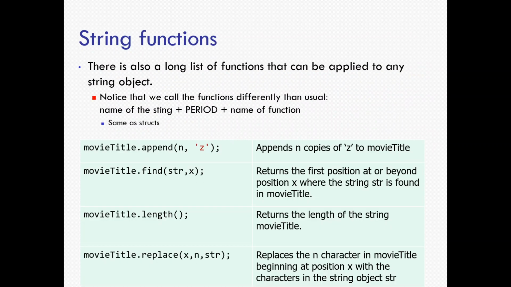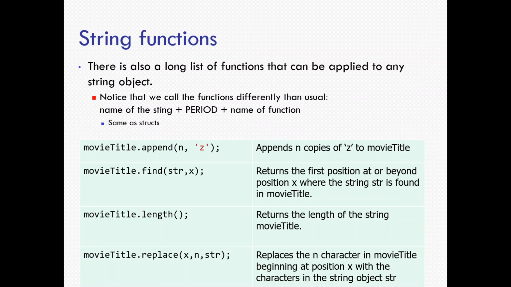So I can do things like this. Movie title dot append, and I could just add a Z at the end of the movie title, and I'm done. I can find a particular character, or I can find a string in my movie title. So it returns the first position where the X is located, and the X is also a string. It's found in the movie title. I think the X can be a character or it can be a string. I think they have both implementations of it. So I can find where the Z is in that movie title, or I can find where the word Arg is in the movie title, and it will tell you the first position where that is found.